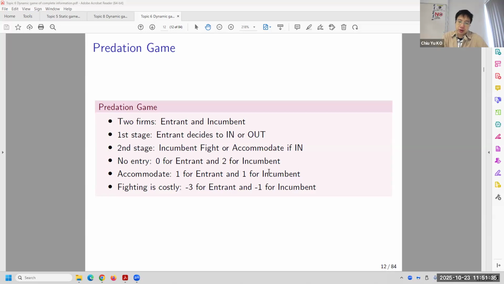If there's no entry, the entrant doesn't lose any money, and the incumbent still makes $2. The market size is 2. Accommodate means they peacefully split the market, 1-1. But if they fight, then basically they lose all the money. It's more costly to the entrant than the incumbent, but you can make it -1,-1, that is also fine. It doesn't really matter anyway.